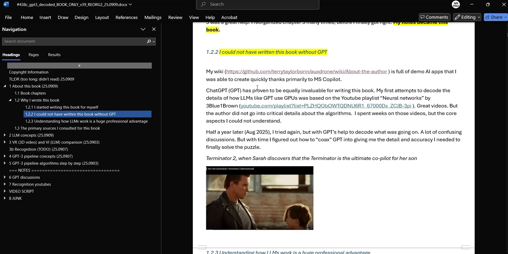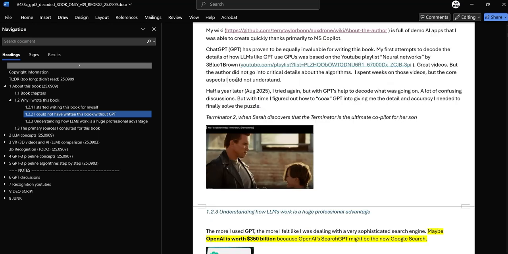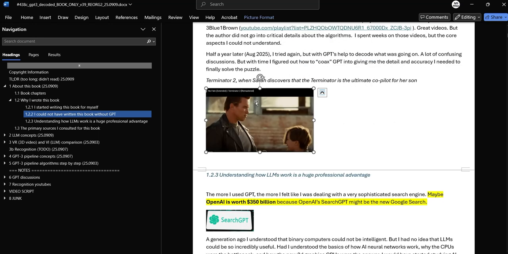And like I said before, GPT has been just invaluable for writing this book. And here's a picture from Terminator 2, where Sarah discovers that the Terminator is the ultimate co-pilot for her son. When you're working with GPT and the co-pilots, the greatest thing about them is they're always there. Okay, they're always ready. They have incredible abilities that people don't have.